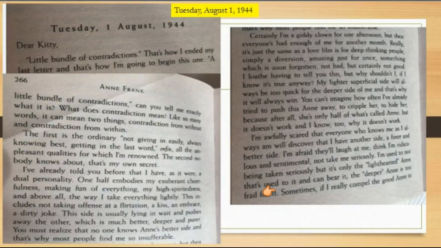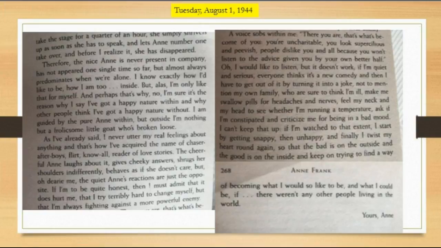Sometimes, if I really compel the good Anne to take the stage for a quarter of an hour, she simply shrivels up as soon as she has to speak and lets Anne number one take over, and before I realize it, she has disappeared.